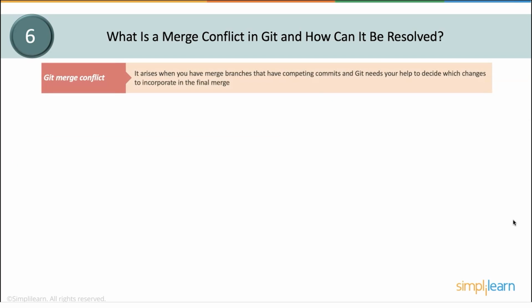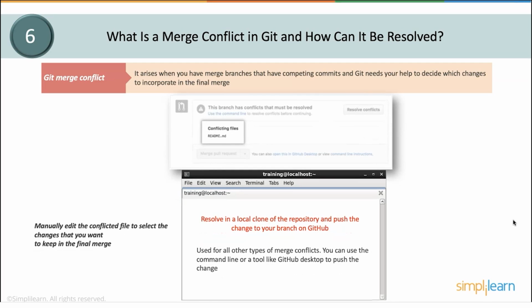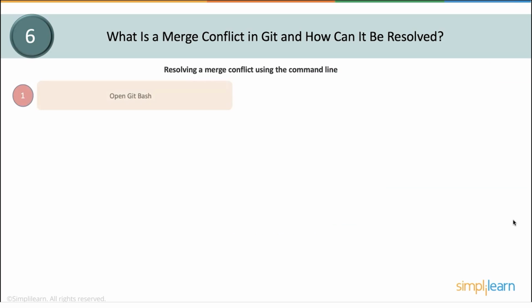So a git merge conflict arises when you have multiple branches trying to merge with each other. There is some common set of data or files available on both sides. At that point of time, the conflict needs to be avoided. So that's how it really works. So how can you resolve it?